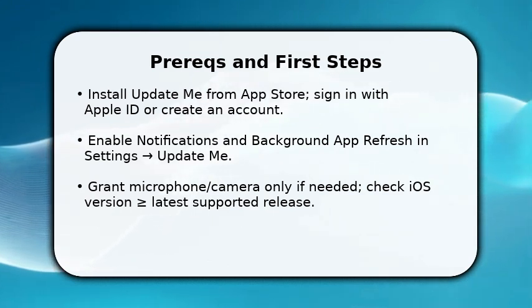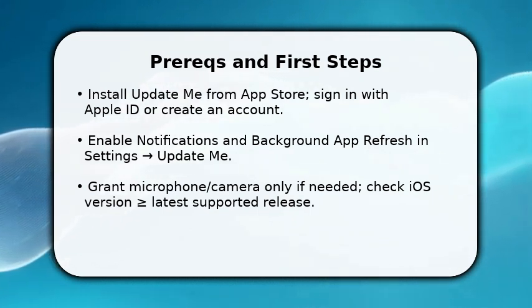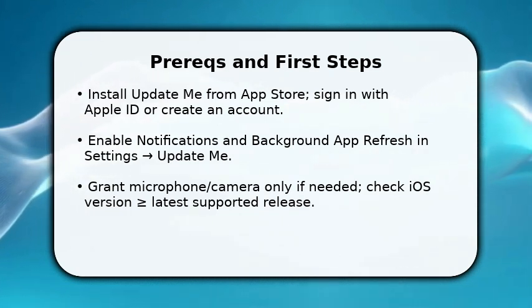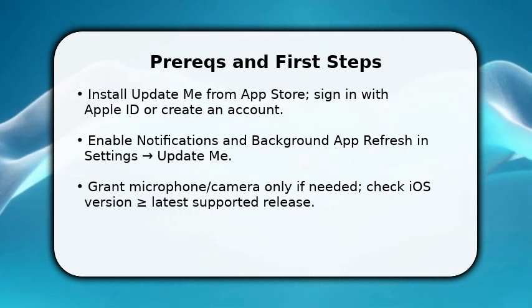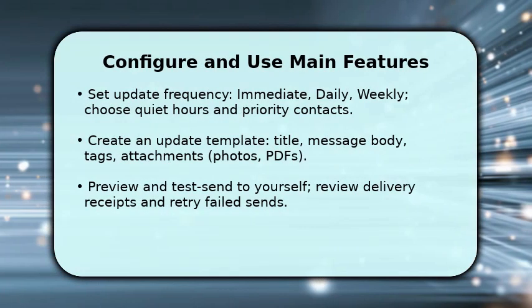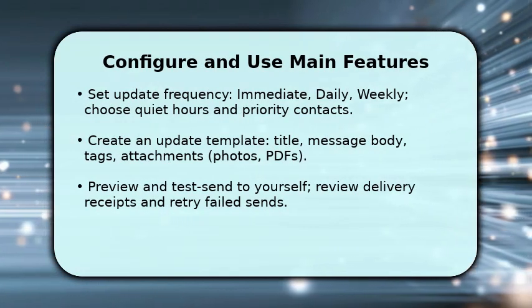Once done, accept push notifications and enable background app refresh so alerts arrive reliably. Make sure to grant microphone or camera only if a feature requests it. That preserves privacy. With those steps complete, you're ready to configure the app's main behavior and enter your first update flow. Now focus on configuration and detailed execution.